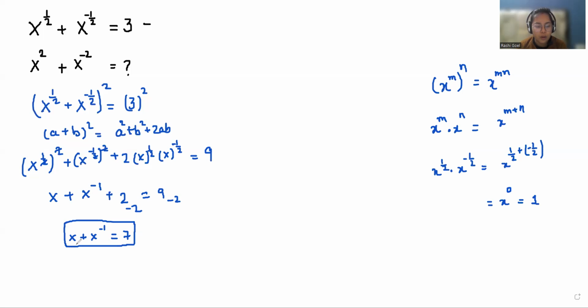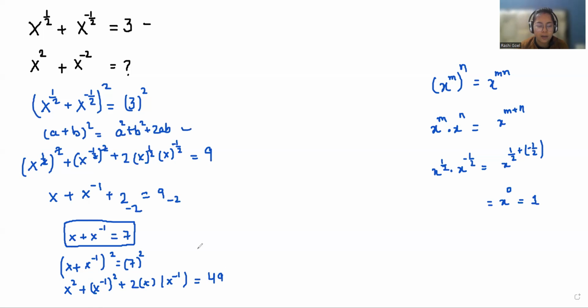Now I am going to square both sides again. (x plus x power minus 1) whole square is equal to 7 square. Again we are going to use this identity, (a plus b) whole square, a square plus b square plus 2ab. So we can write it as x square plus (x power minus 1) whole square plus 2 times a times b is equal to 7 square, that is 49.